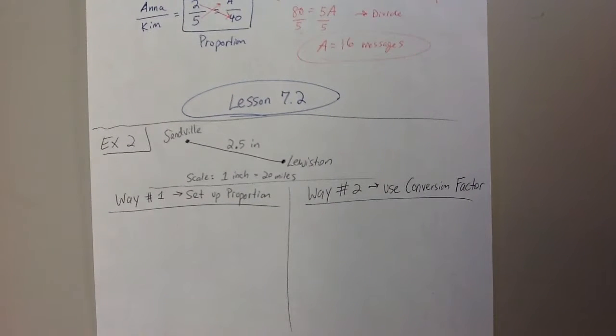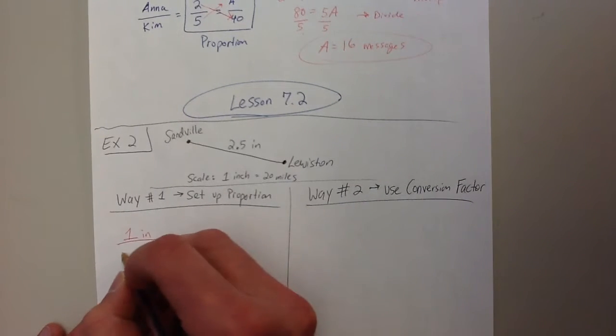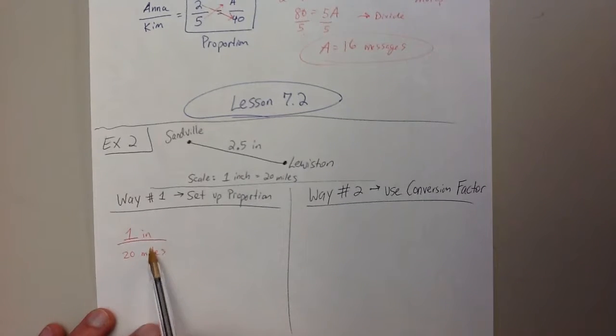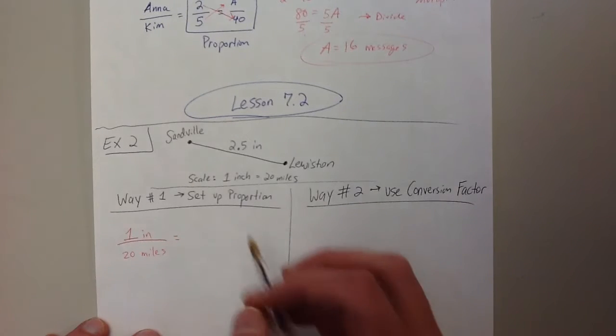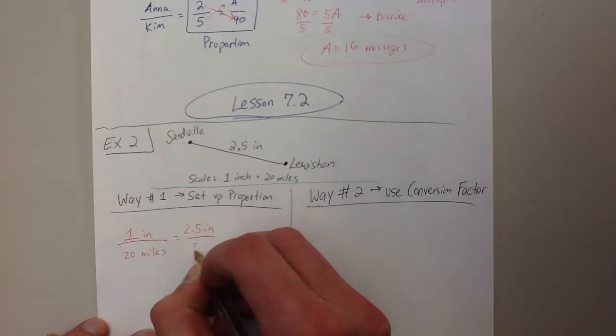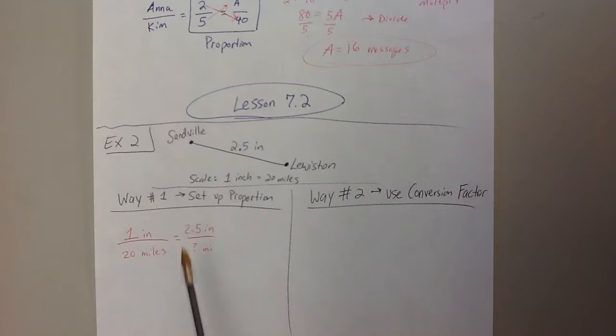The first way is to set up a proportion. I can say that 1 inch is the same as 20 miles. That's the scale given to me, 1 to 20. That's the ratio, 1 inch to every 20 miles. I can set that equal to 2.5 inches to some unknown amount of miles. That's what I'm looking for. That will tell me how far Sandville is from Lewiston. As you can see, my inches are on top in the numerator and miles are on bottom. So I first set up my proportion.